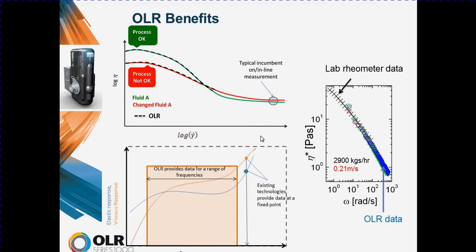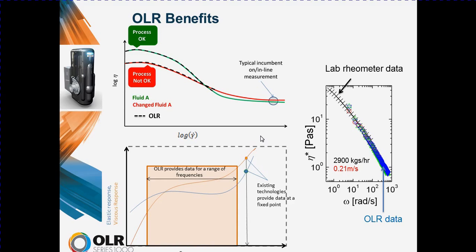The benefits of the OLR include the fact that the OLR delivers a characteristic curve from 1 to 100 Hz, so 100 viscosities characterizing the material from 1 to 100 Hz, as opposed to the typical incumbent in-line or online measurements which deliver a single data point at extremely high shear rates or frequencies, often where the material is least sensitive to any changes in processing or in ingredients.